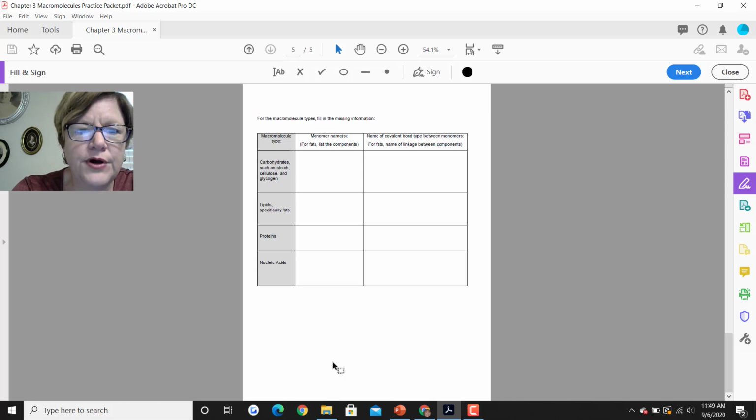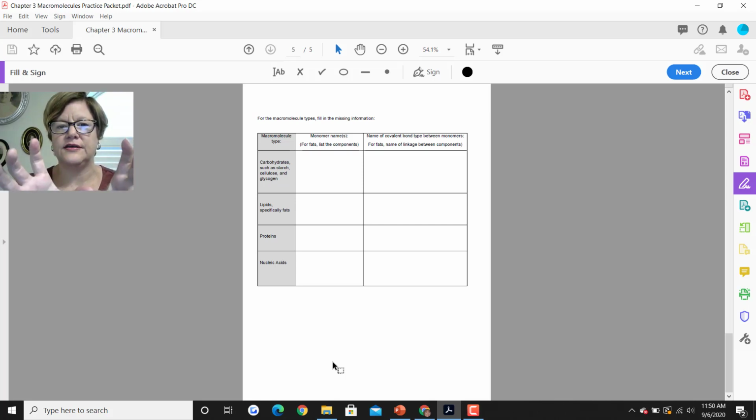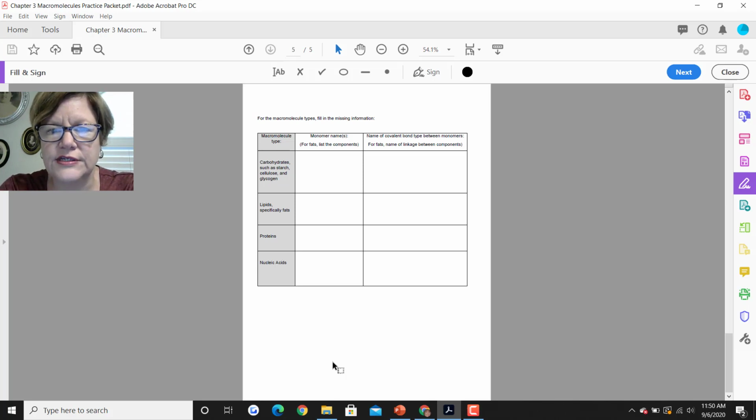For fats, the components are glycerol and fatty acids. They don't form polymers, but components. And for fats, the linkage between the components is the ester, E-S-T-E-R linkage, or ester bond. That's the bond that forms between the hydroxyl of the glycerol and the carboxyl portion of the fatty acid. For proteins, the monomers are called amino acids. So make sure you know the structure of amino acids, that you can recognize it. And the covalent bond between amino acids is called the peptide bond.